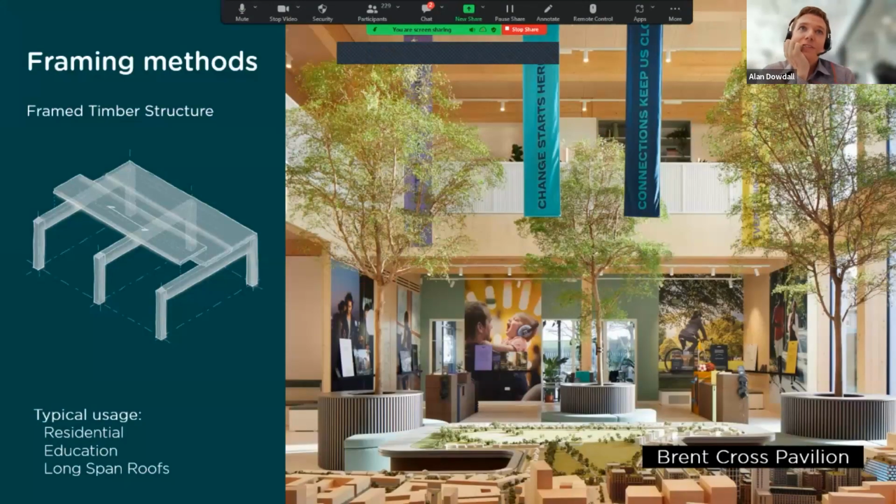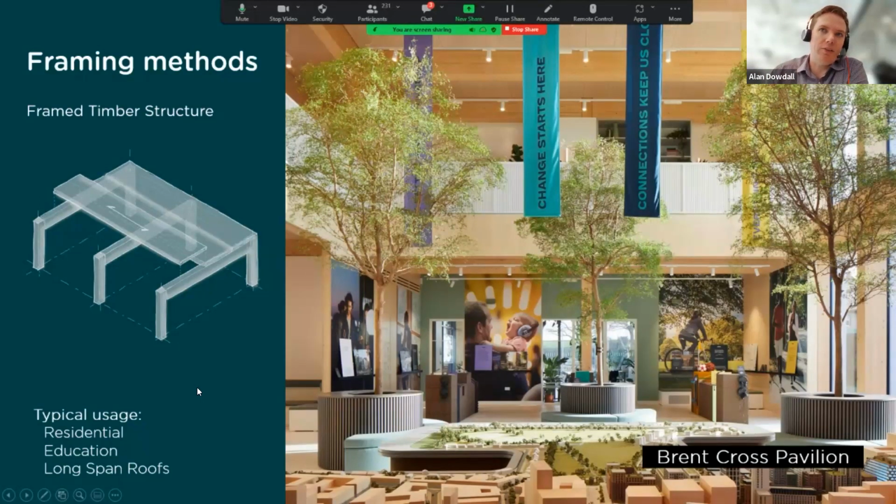So framing methods, the common one is more of a stick frame, so beams, columns, and then a panel on top of that if you're doing all timber. We tend to see a lot of them used in resi, educational, or long span roofs. We have a deeper structure and you can form your space with that, and that creates quite an open feel to the environment.